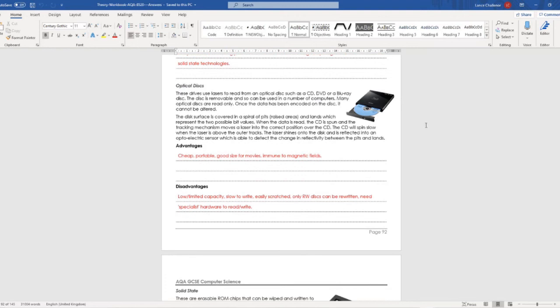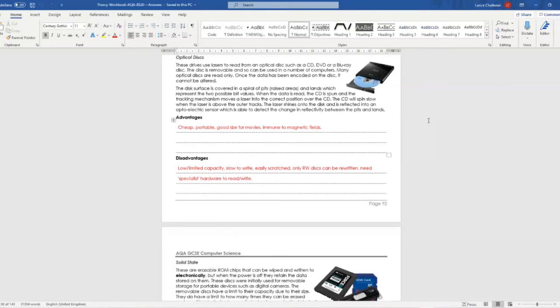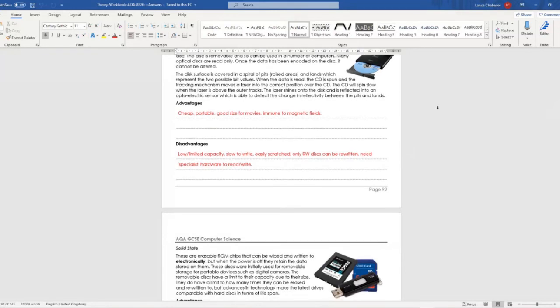Optical drives: cheap, portable, good for long-term storage. Don't worry about magnetic fields because they're written with lasers, so that makes them immune to that. They're cheap in terms of the fact that the disk doesn't cost much for an average size disk, which is about 4.5 gigabytes. And obviously they're portable as well, but they still have moving parts, so you wouldn't want to drop them while it was reading or writing.